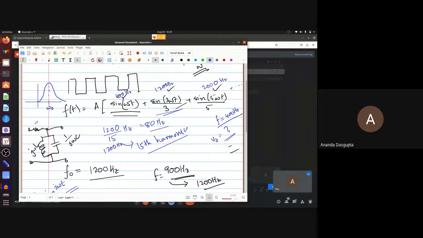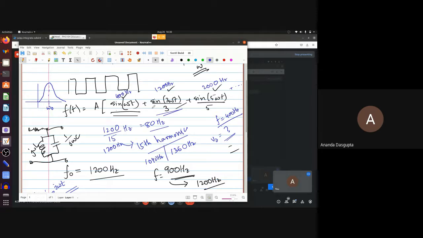The rest are going to be blocked or suppressed. However, the important thing is, if 80 hertz is your input, then the 15th harmonic is 1200. The 17th harmonic is 1360. Okay? And the 13th harmonic, what is that? That's simply 160 hertz less, right? 1040 hertz.